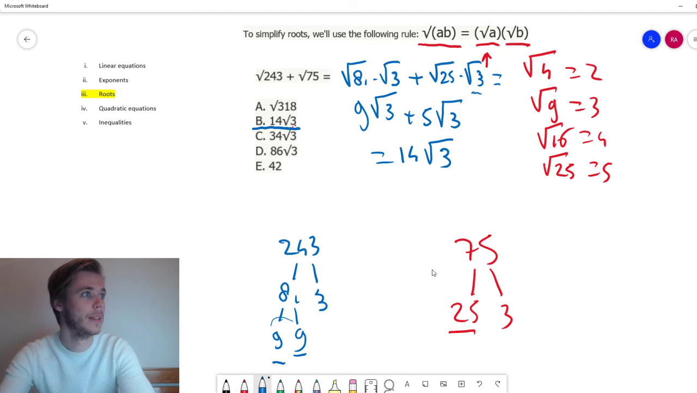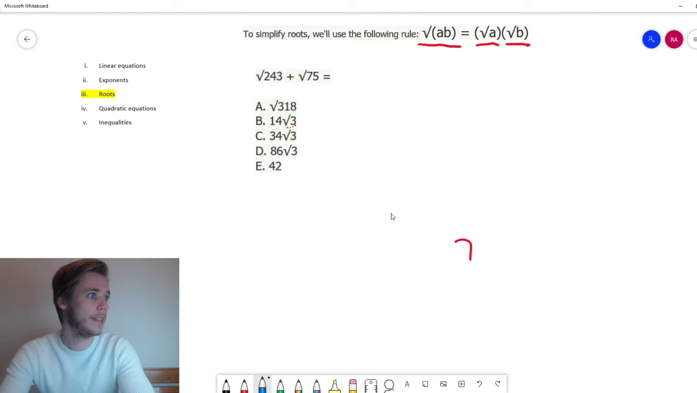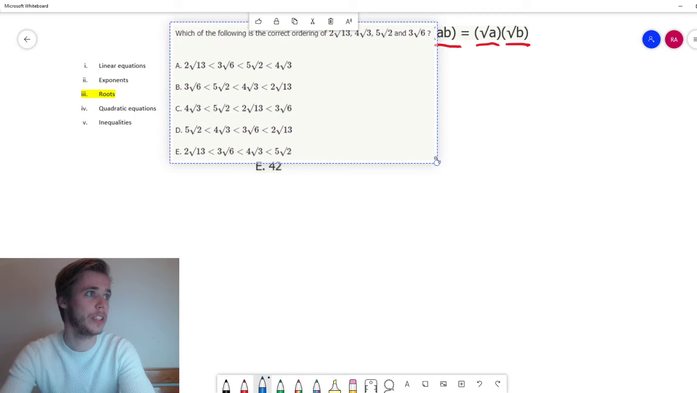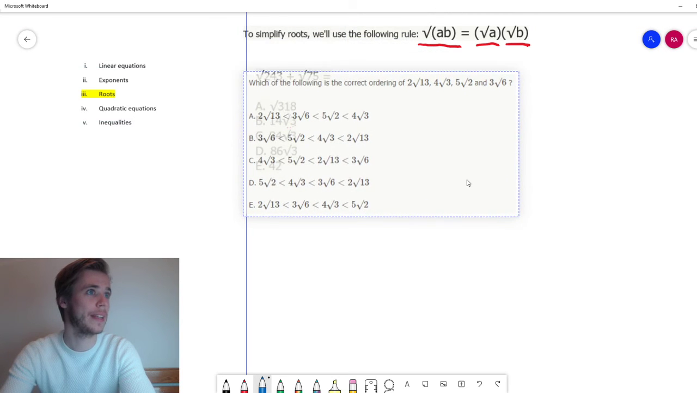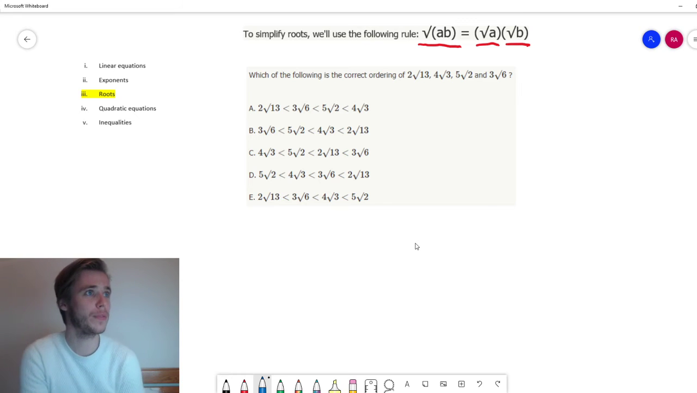Okay, let's do another one. Let's delete this answer. Second question. More difficult, 600 plus question. But if you know the trick, definitely doable. So we get the question: which of the following is the correct order of 2 square root 13, 4 square root 3, 5 square root 2, 3 square root 6?